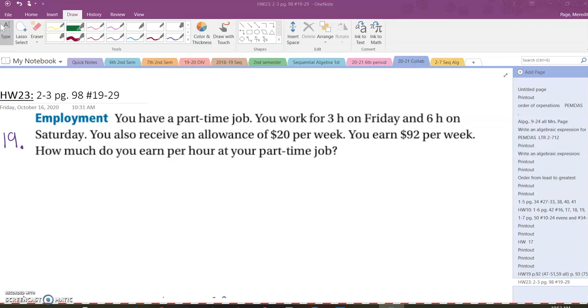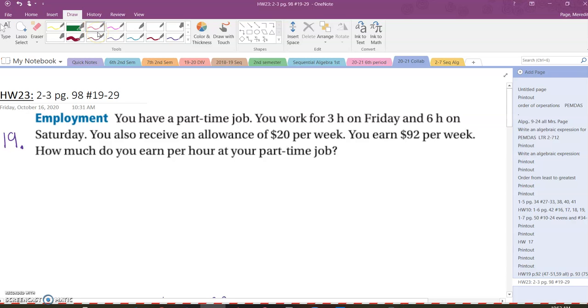It's a word problem. So it says you have a part-time job. You work 3 hours on Friday and 6 hours on Saturday. You also receive an allowance of $20 per week. You earn $92 per week. How much do you earn per hour at the part-time job? So what we first need to do is set up an equation.